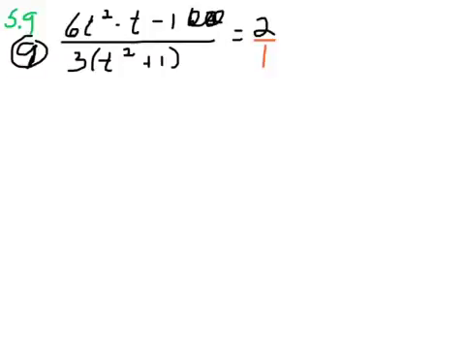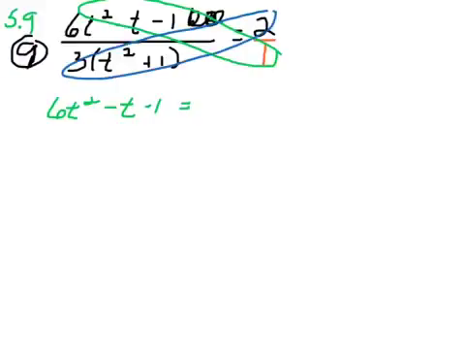So if I multiply 1 times 6t squared minus t minus 1, I would get the 6t squared minus t minus 1. And I'll put my equal sign, and on the other diagonal, if I cross multiply, I get 2 times 3 times t squared plus 1. Well, 2 times 3 would be 6, and then I'd have that times t squared plus 1. Okay, now it's time to just solve it.